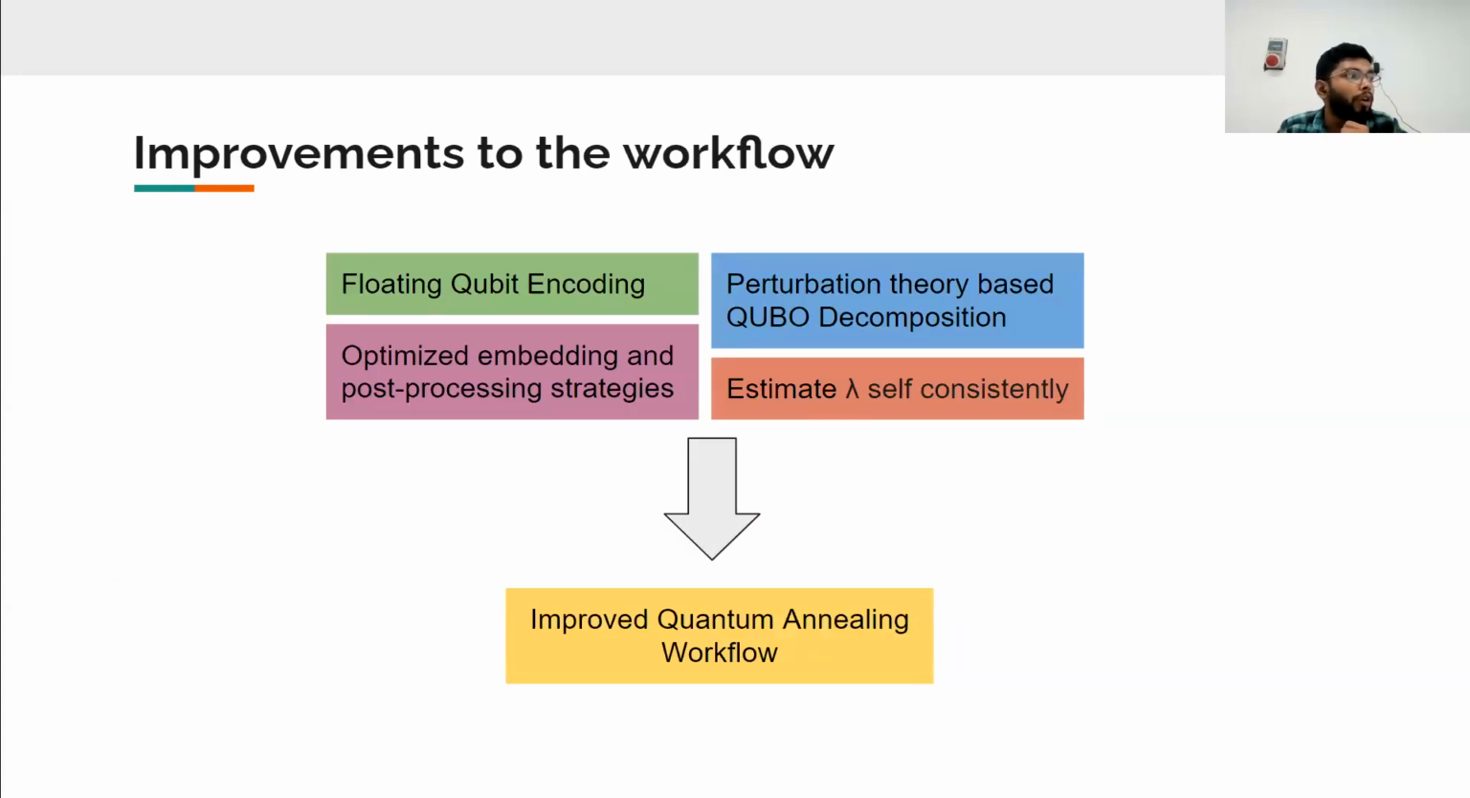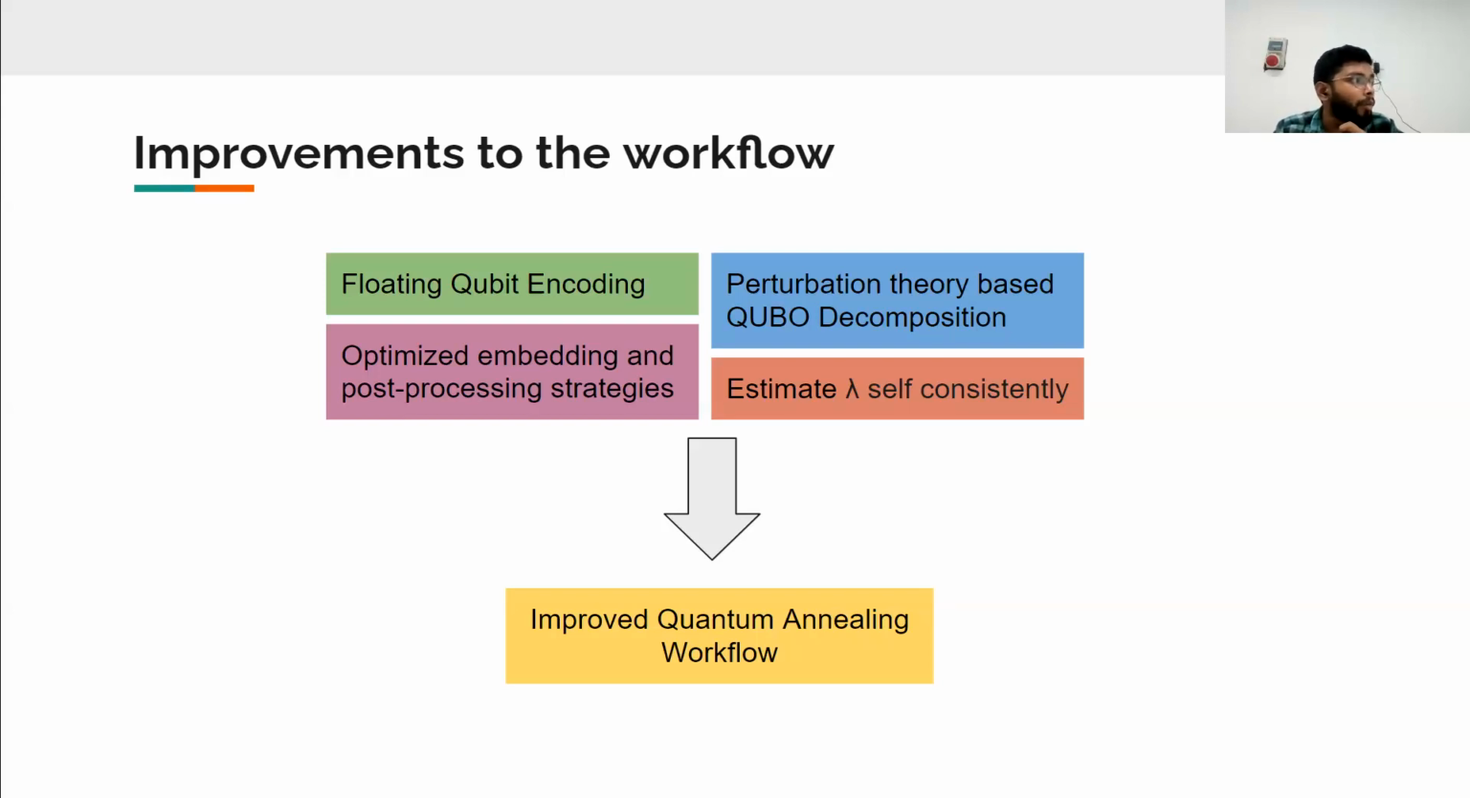So the improvements of the workflow are broken into 4 parts. First, we employ a floating qubit encoding method that allows us to get more precise estimates of the coefficients without expanding more qubits. Then we have a perturbation theory based qubit decomposition that allows us to order the coefficients in a more optimized way, so that we do not have to keep on computing the impact of each of these variables every step, but just do it once in the start and use that for our subsequent iterations, and that will lead to fewer iterations when compared to the previous methods.